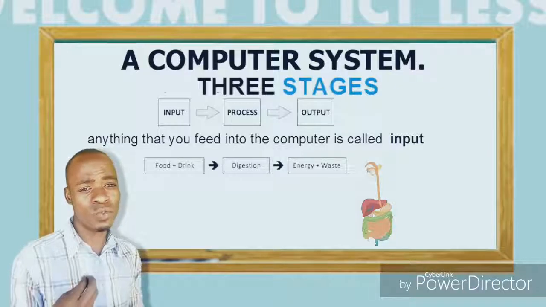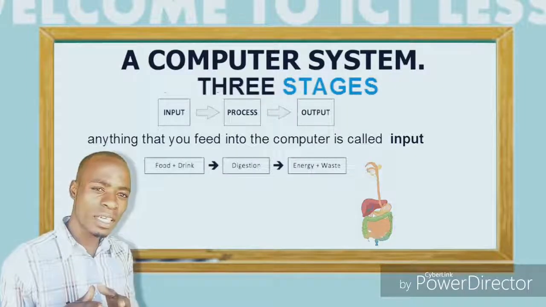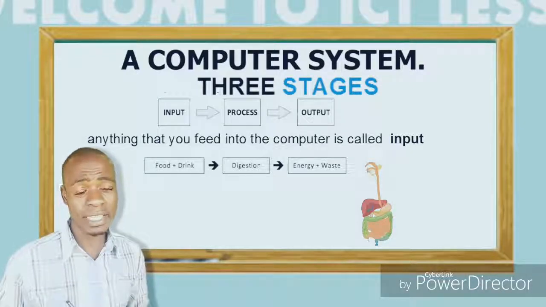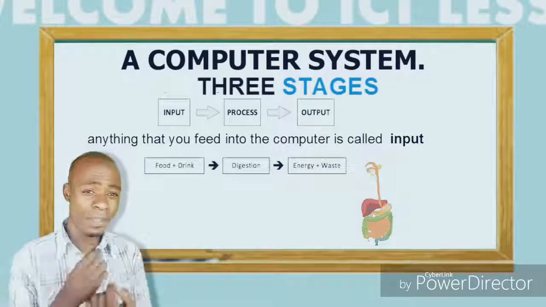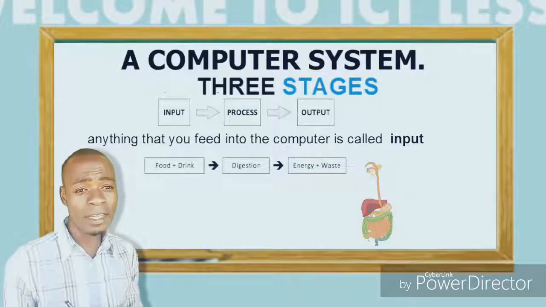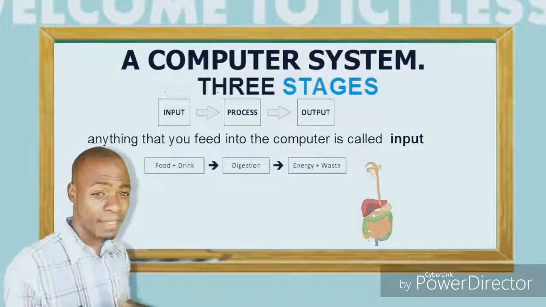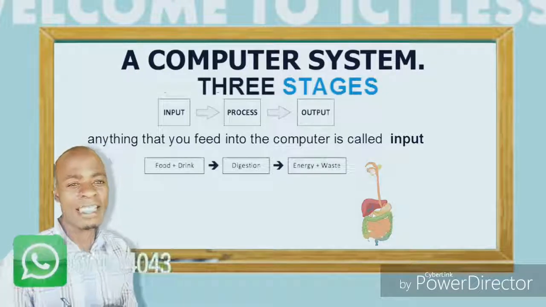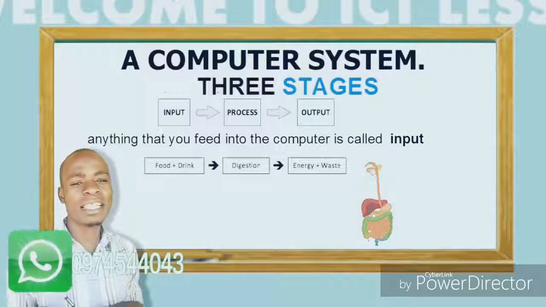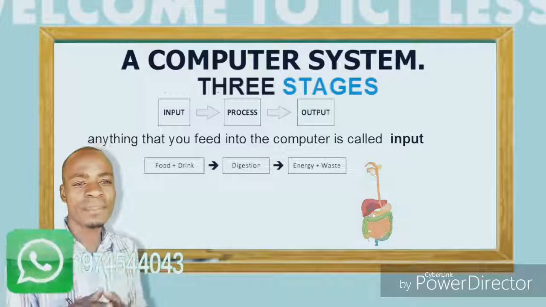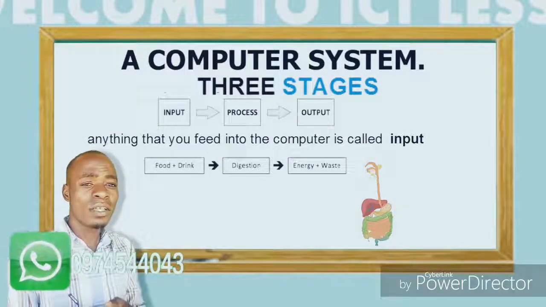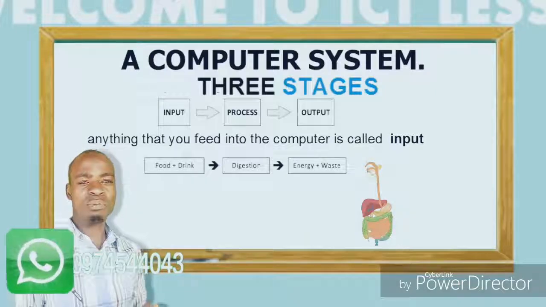You take in food and drinks. In computer terms, that is input. Then when the food goes inside your belly, inside your stomach, something will happen which we call digestion. In computer terms, that is processing. And then output. Output are the results which you are going to get after eating, like you get energy, then at the end of the day you go to the toilet. So in computer terms, that is output.